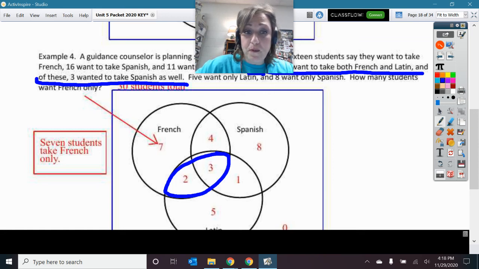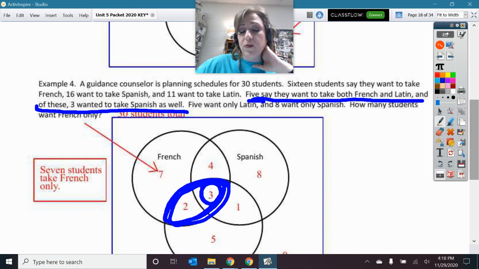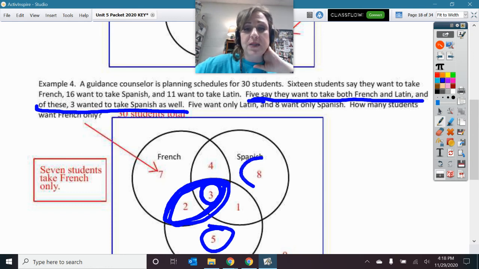Not that little outside part. 3 want to take Spanish as well. So that's 3, but this whole total football area is 5. Okay? So if you didn't catch that, you need to go back and recalculate everything. Do it now. Okay. So once you got that, then remember most restrictive. Now I'm going to go to the other ones that do. Oh, well, look. 5 want only Latin, so that's how I can put that 5 there. 8 want only Spanish, so there's how I got that there.